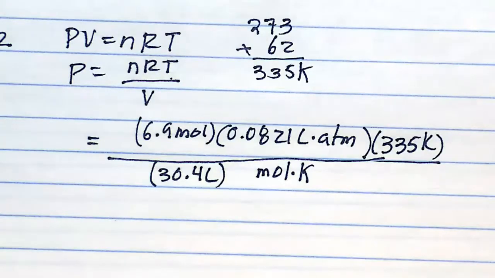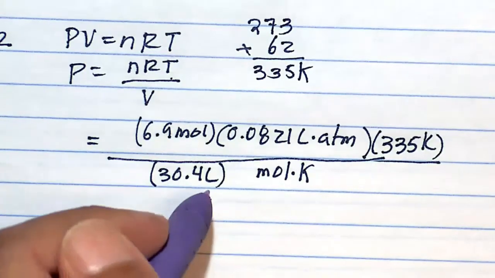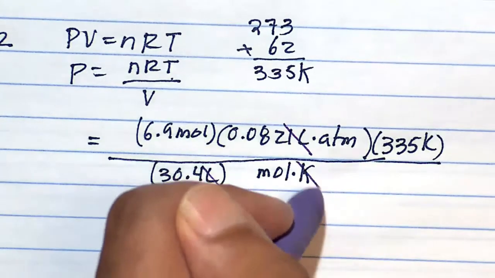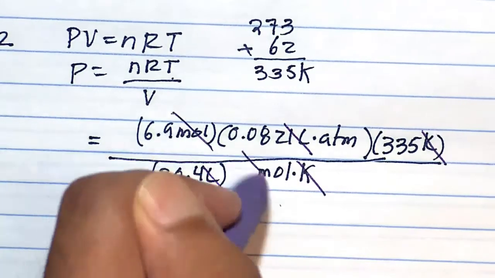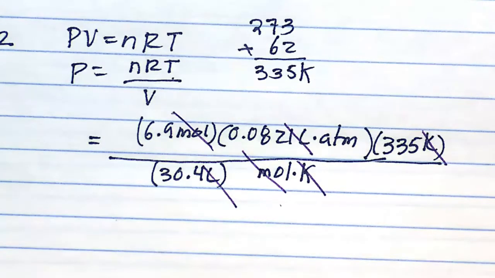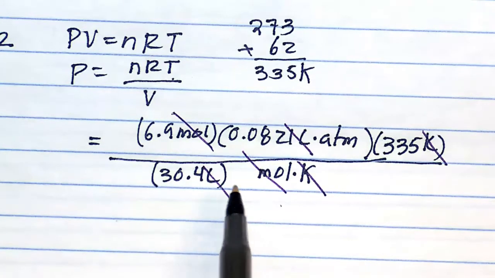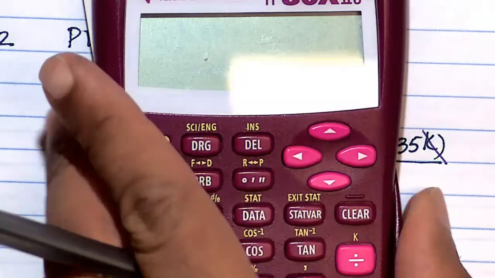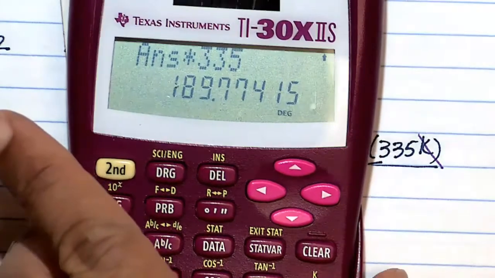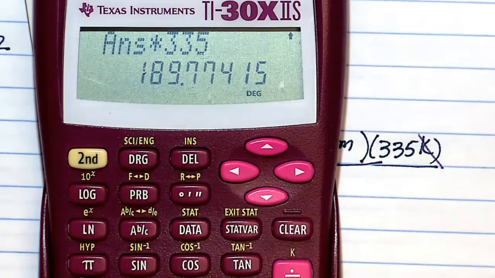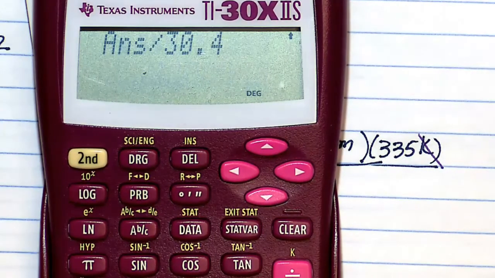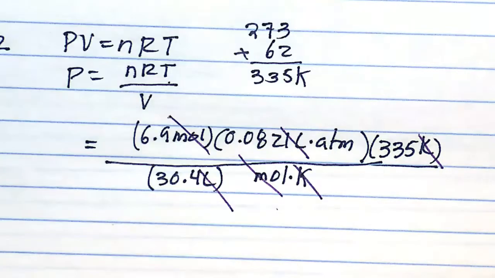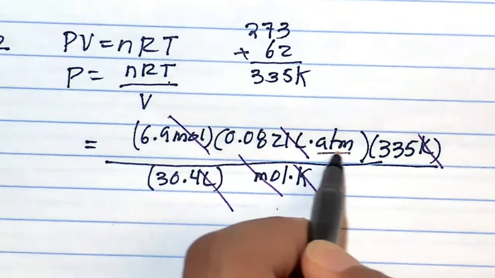So one thing I like to tell people to do is cancel out their units. Liters will cancel out with the liters. The Kelvin will cancel out with the Kelvin. The moles will cancel out with the moles. So you're going to do on your calculator 6.9 times 0.0821 times 335. And we're going to divide that by 30.4. And this is going to be 6.24 atmospheres. Make sure we got our units correct. Yeah, it's going to be atmospheres.